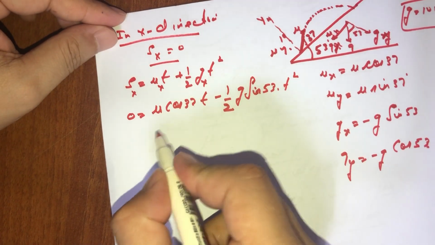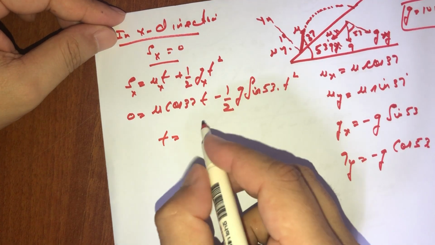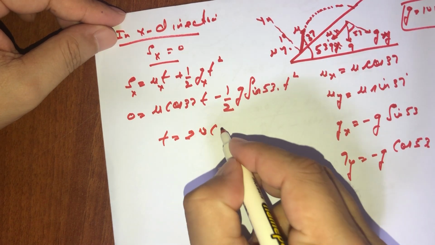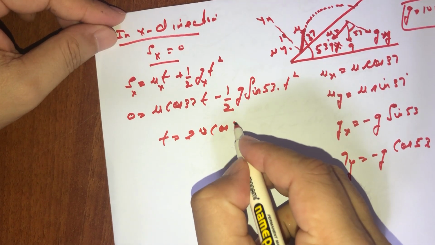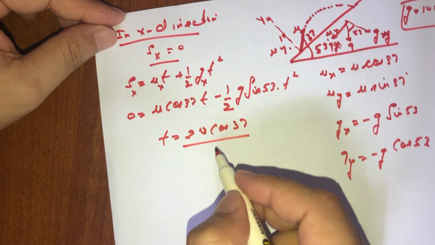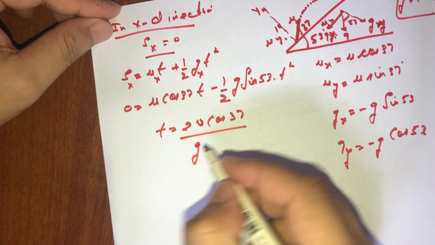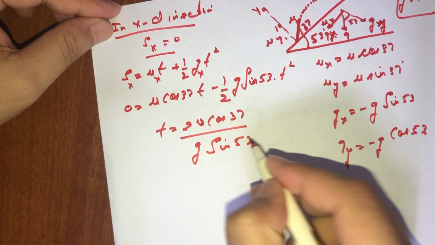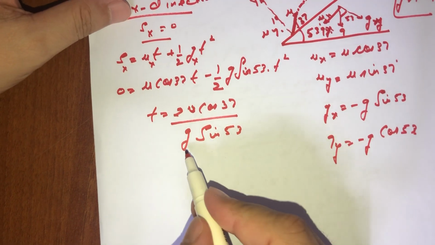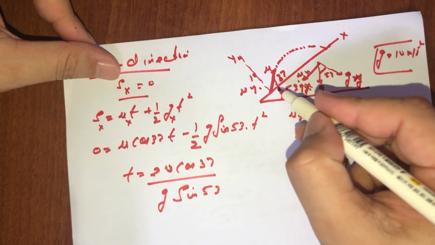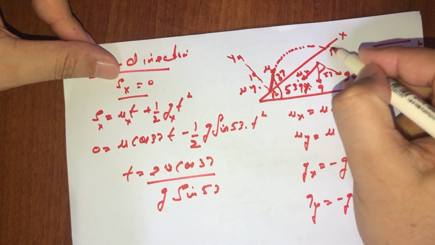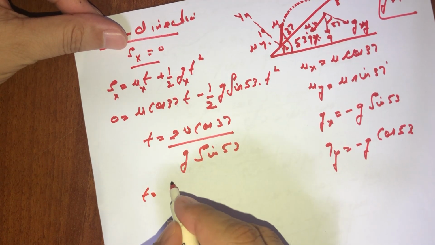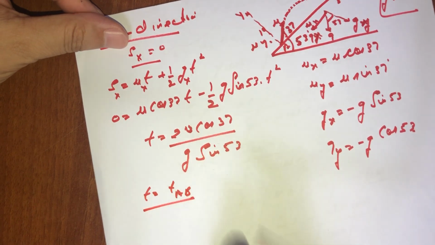From here we are going to get t, which will be equal to 2u cos of 37 divided by g sine of 53. Now this t is the time of flight from A to B for the entire journey. So we can write this as t is nothing but equal to TAB for the entire journey.